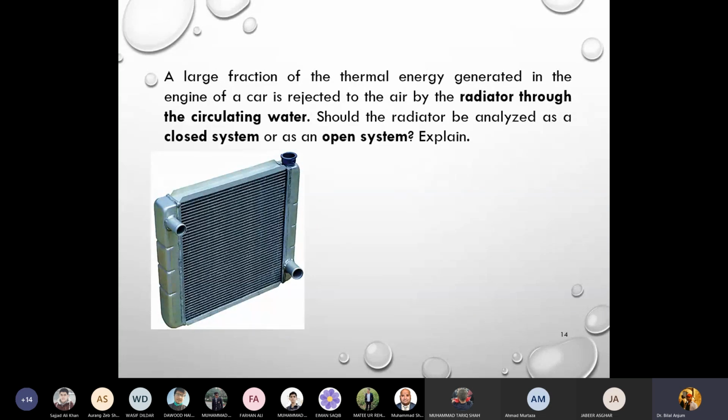No, sir. Closed system, sir. Some say closed system. Those who are in the online mode are saying it's a closed system. Closed system? Yes, sir. Who is this who's referring to it as a closed system? Sir, Tariq. Tariq, it's a closed system. All right. What's your good name? Saad. Saad is referring to it as a closed system. Abdullah. Closed system.